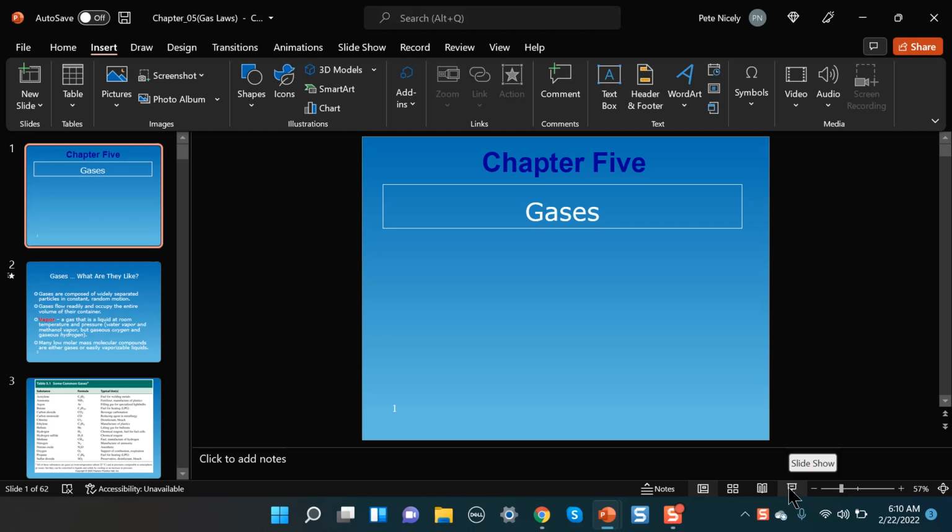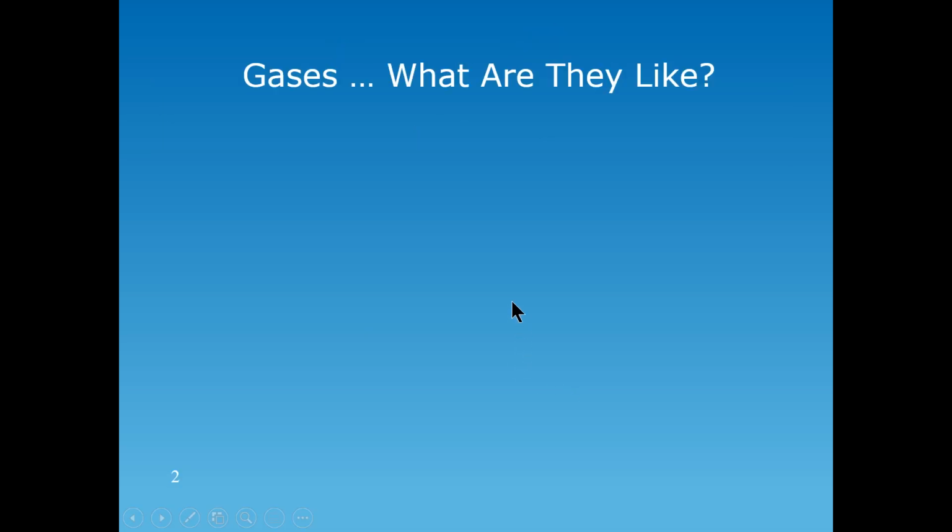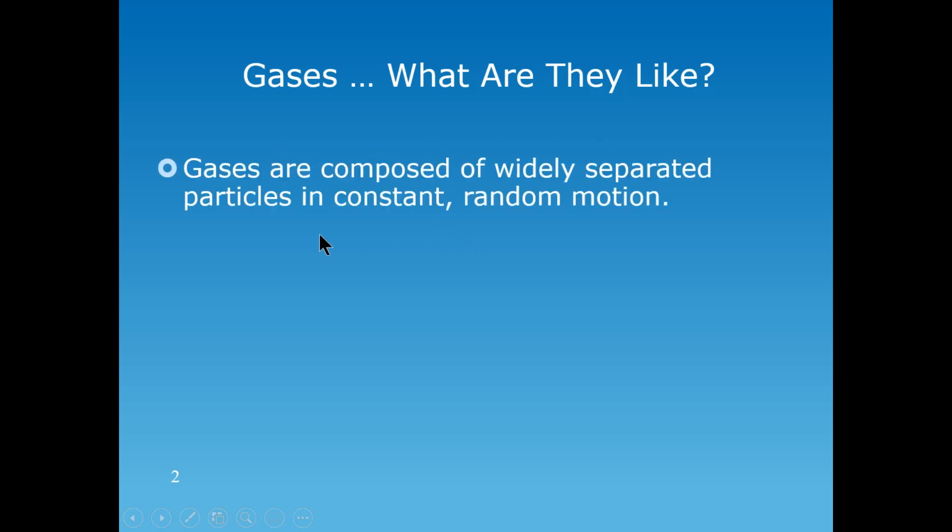Okay, so now we're going to start with chapter 5, which deals with gases. What we're going to talk about in this chapter is basically how gases behave and the different laws behind the behavior of gases, and also the theory that is used to explain these behaviors. So, firstly, we're going to talk about gases and their nature. In other words, what are they like?